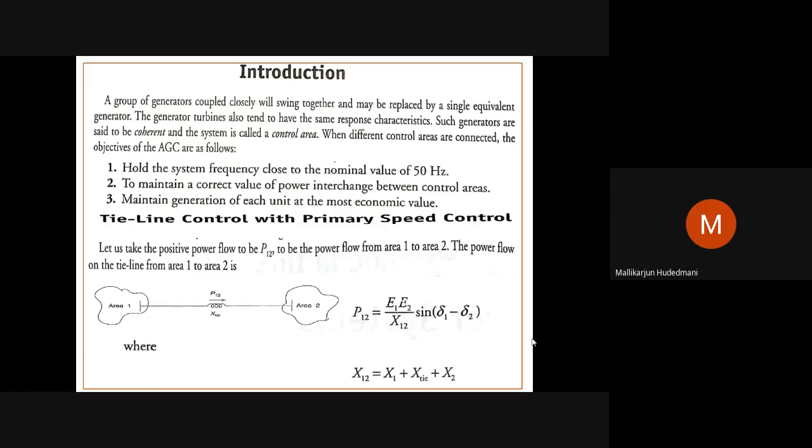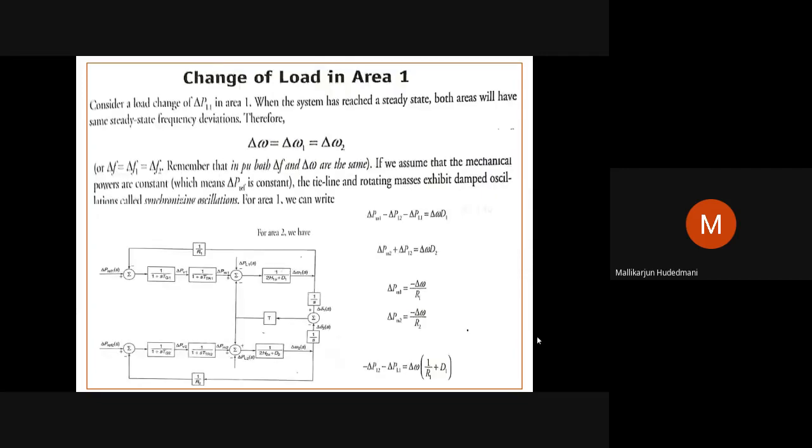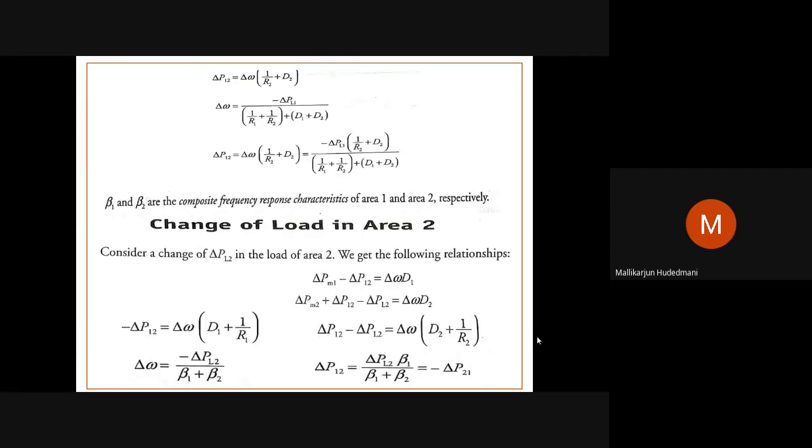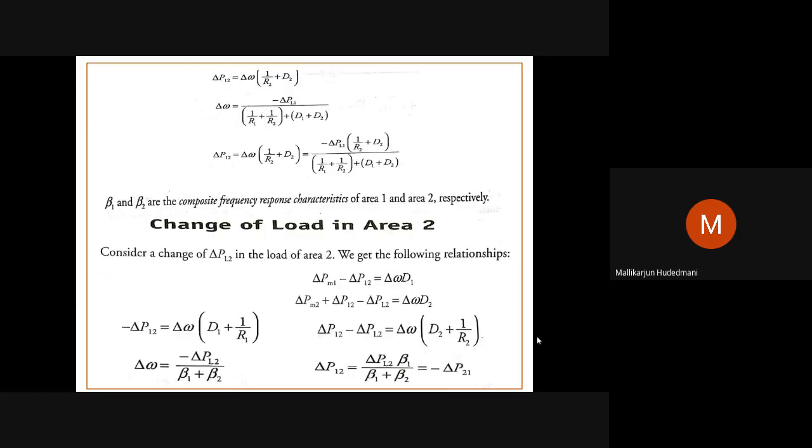The primary loop alone function was just studied in the earlier classes, taking a case study of load change in one area only, load change in the second area, and load change in both the areas. When there is a change in loads of area 1 and area 2, there were small changes in the equation.